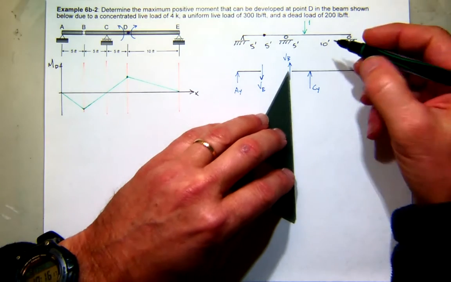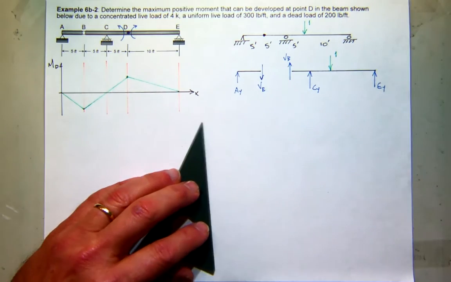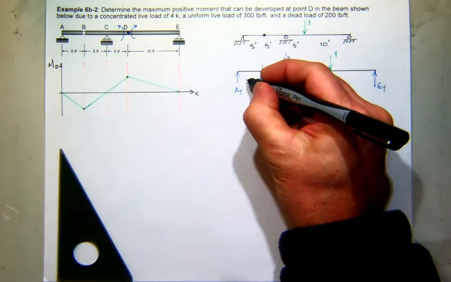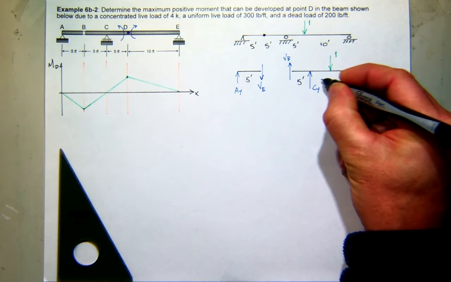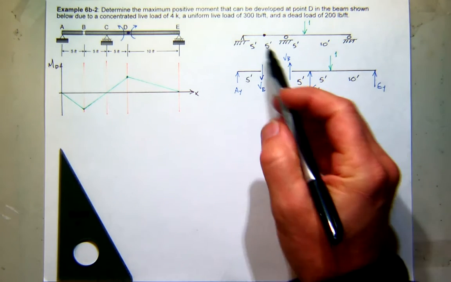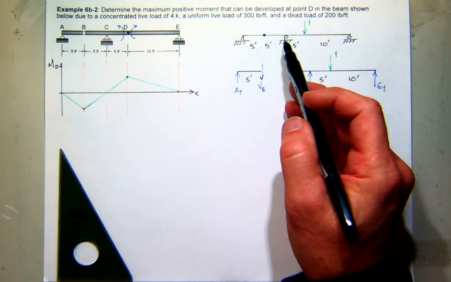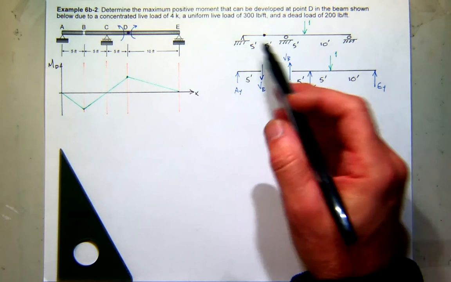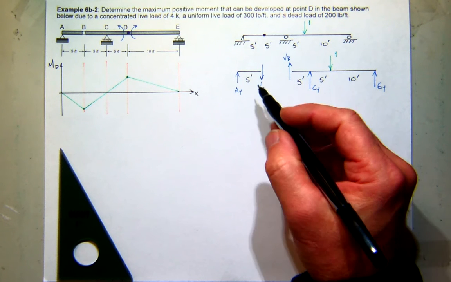And remember that my unit load is still here. So let's just put some dimensions on this. So this is 5, 5, 5, 10. I couldn't solve this with one free body because I've got two unknowns, then 1 and 1. That's 4 unknowns. So I break it apart here, and now I can solve it.